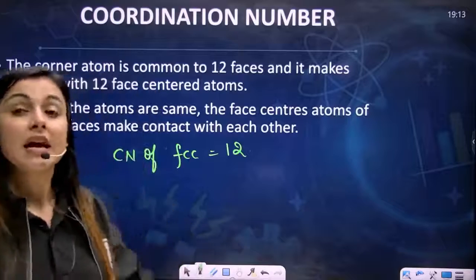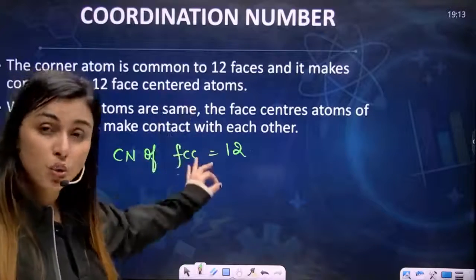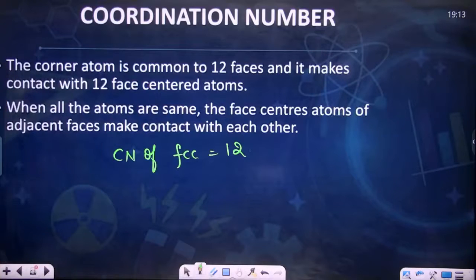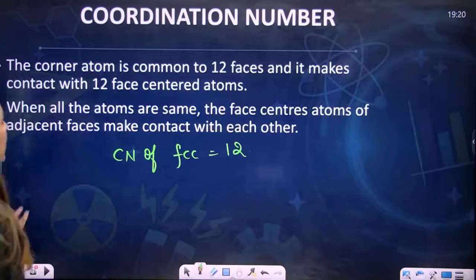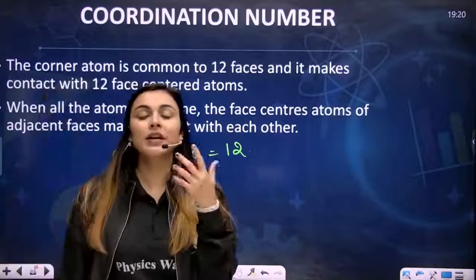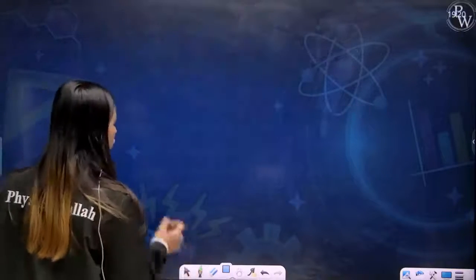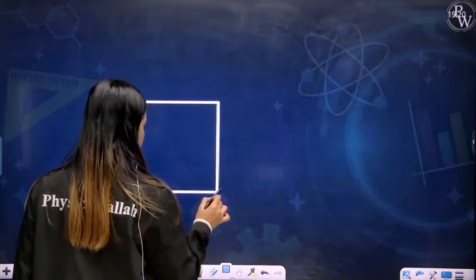Okay. Yes. I'll make you understand each and every part. Don't worry. Just write it down and then I'll make you understand. I hope you've written this. Now let's try to understand how the coordination number came out to be 12. Okay. So for this, we need to draw the unit cell.